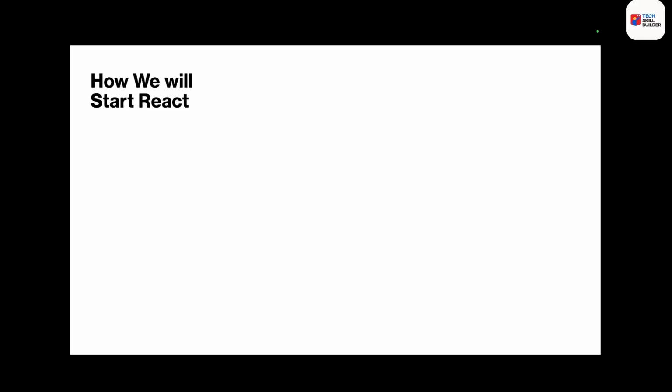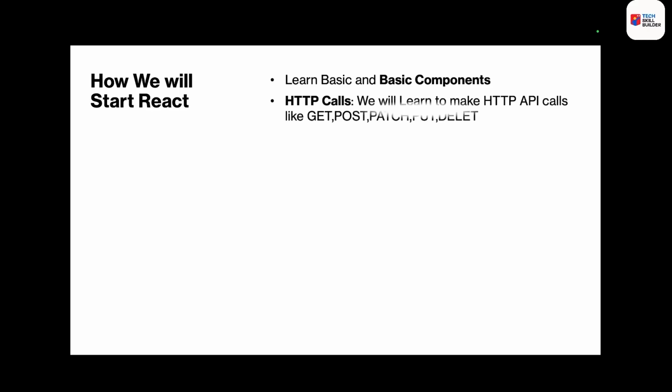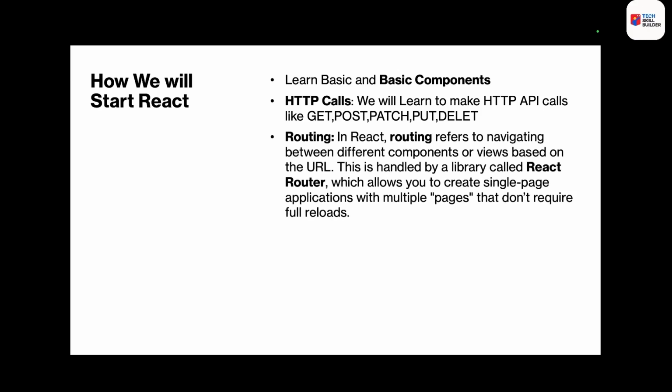How will we start React? We'll learn the basics and basic components. Then we'll start working on HTTP calls. We'll learn to make HTTP API calls like get, post, patch, put, delete. Routing: in React, routing refers to navigating from one component to another, or component to view, based on the URL. This is handled by a library called React Router, which allows you to create single page applications with multiple pages that don't require a full reload.